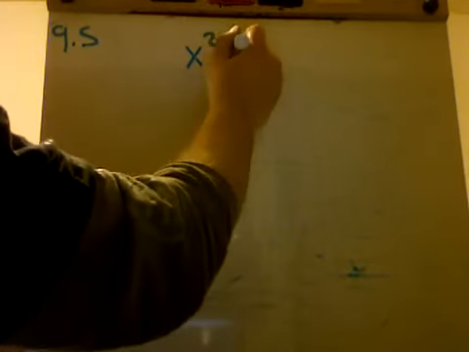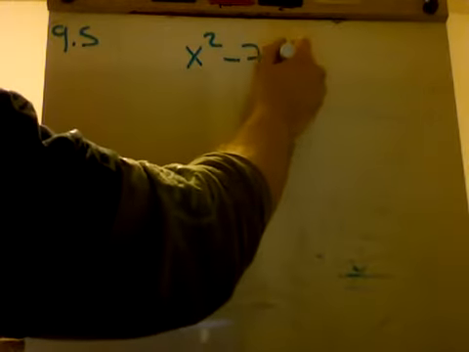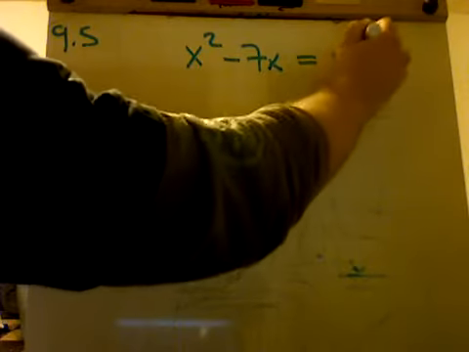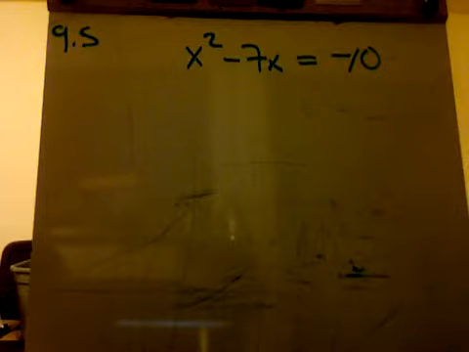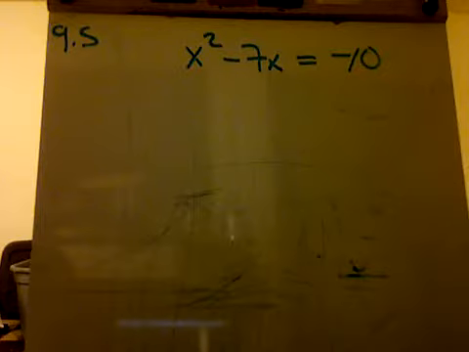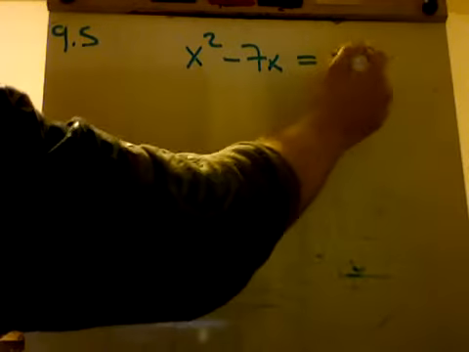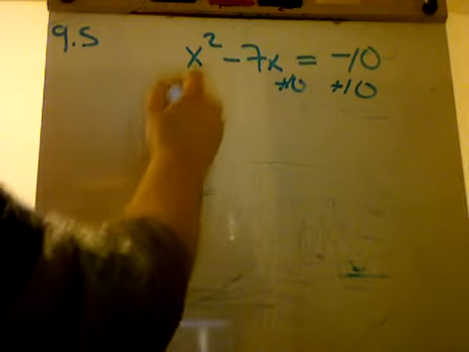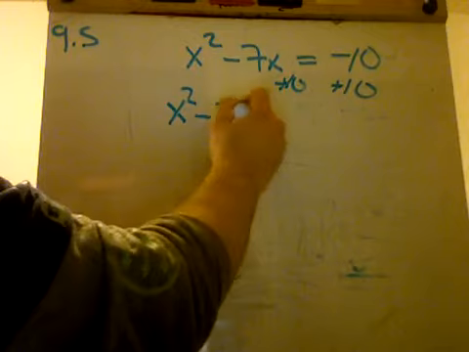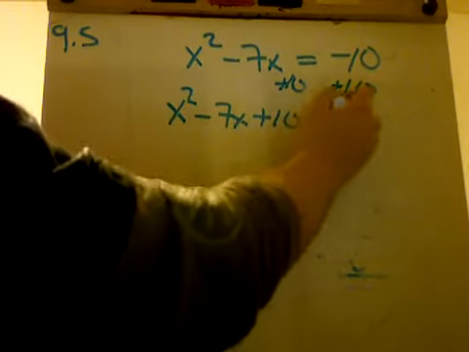Let's say we've got an equation that looks like this. And I said use the quadratic formula to solve this quadratic equation. So what I need to do is make sure this thing's set equal to 0 first. And I see that it's not. So I need to make it so. I'm going to add 10 to both sides. Okay? So now I'm going to have x squared minus 7x plus 10 equals 0.